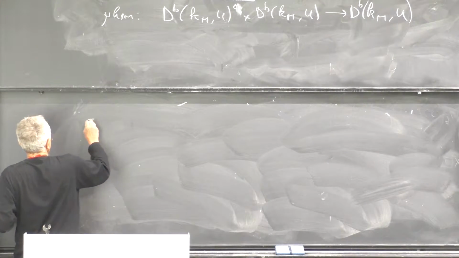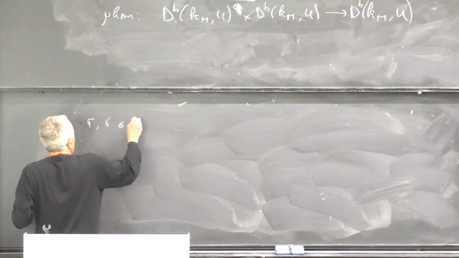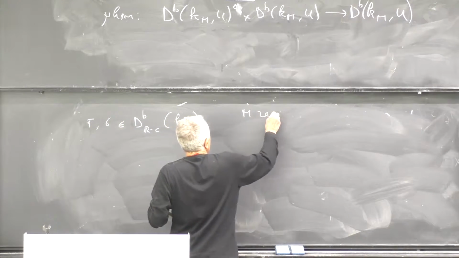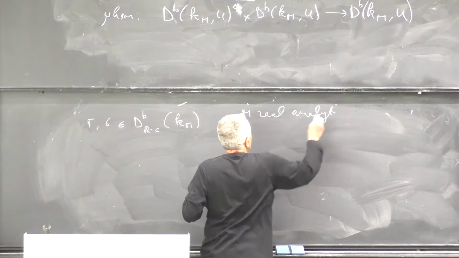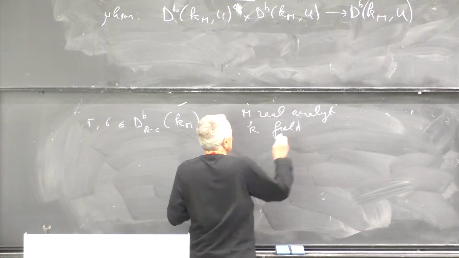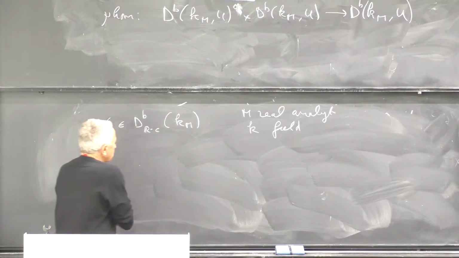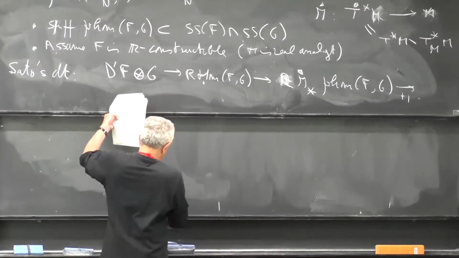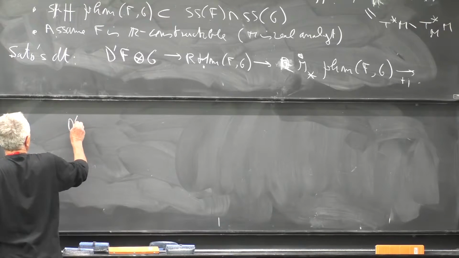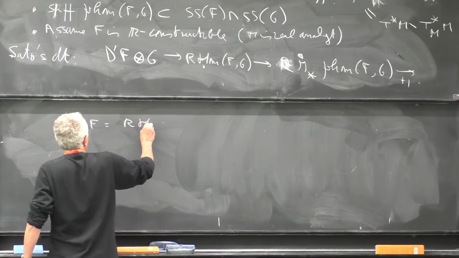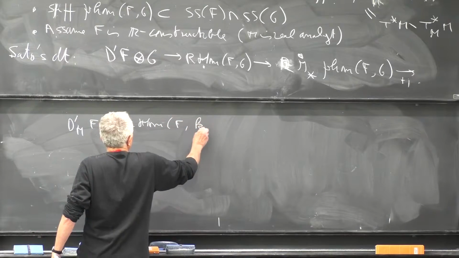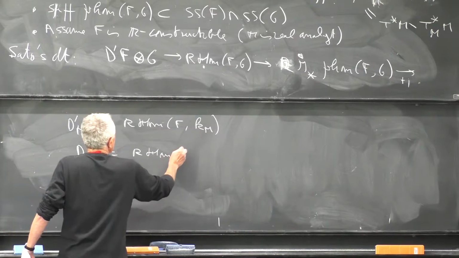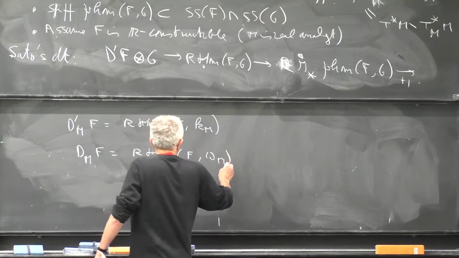So now assume that F and G are R-constructible. We assume that M is real analytic, and K is a field, for sure. Then we have, I've never defined the duality functor. So there are two dualities on M. D'_M F is RHom of F and K_M, and D_M F is RHom of F and omega_M, where omega_M is a dualizing complex.